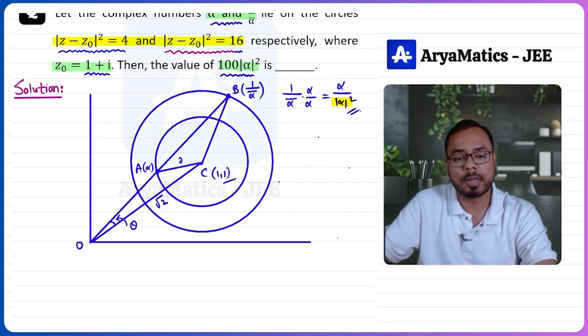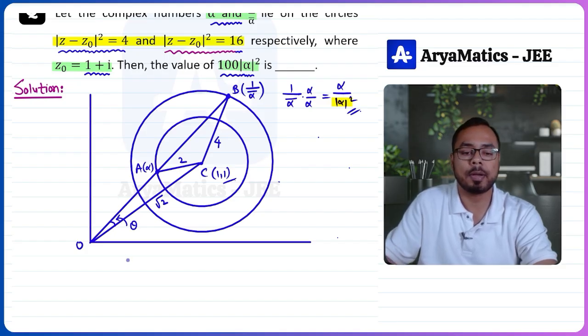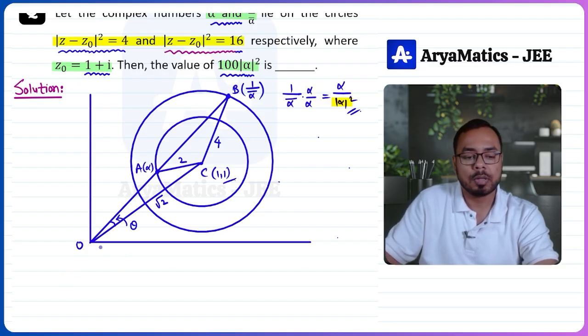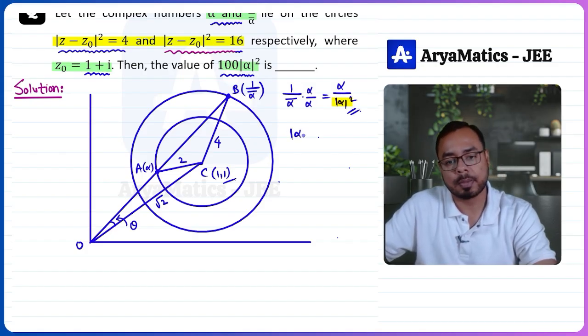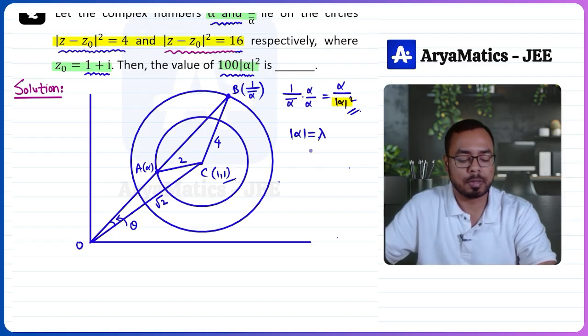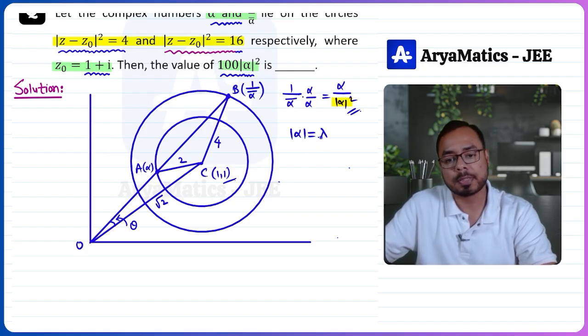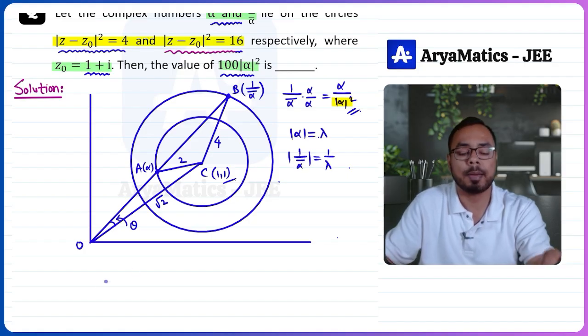The radius of the inner circle is 2 units, and the radius of the outer circle is 4 units, right? So if I say the modulus of this complex number alpha is lambda, that means the modulus of 1 by alpha conjugate will be nothing but 1 by lambda.